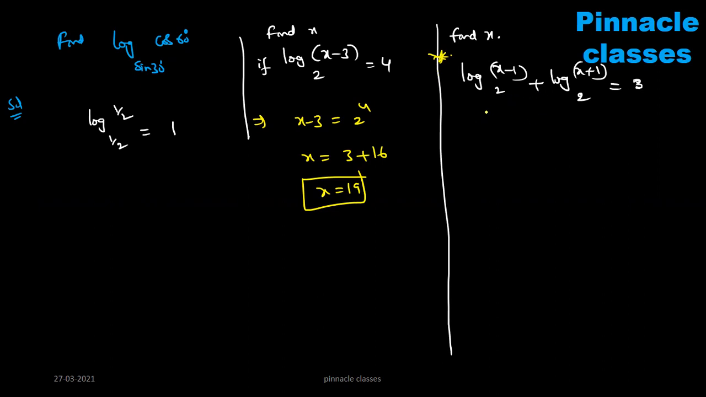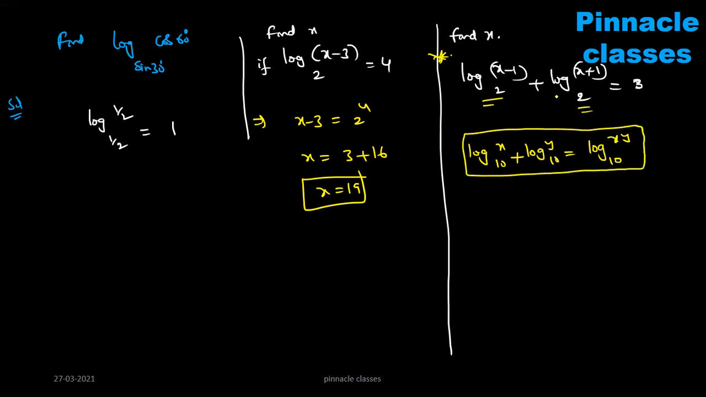But in the third question, converting to exponential form is not possible, first of all, because here two terms are there. The bases are equal. Base are equal means what is the formula? Log x to the base 10 plus log y to the base 10. What is your answer? Log xy to the base 10.